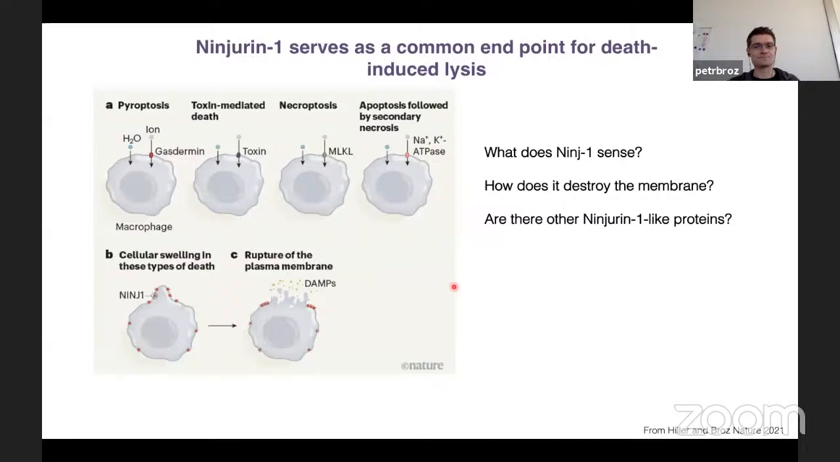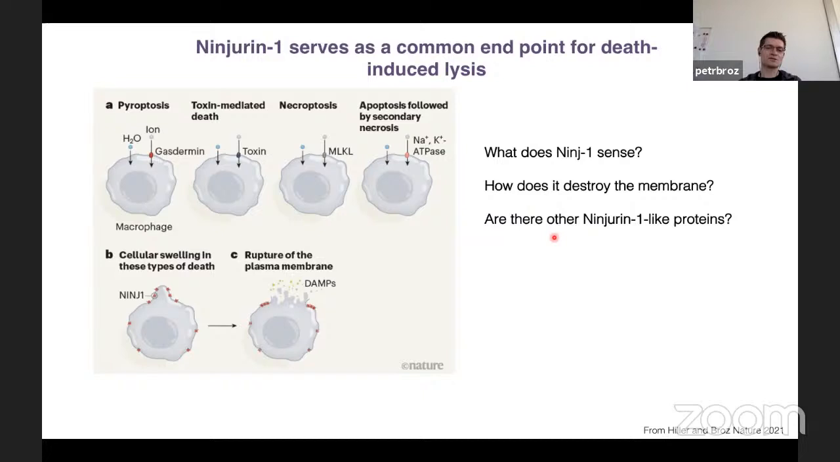So this Ninj1 protein seems to be the last step that happens after you get membrane pore formation during cell death. So initially, here you have different types of cell death, toxin, pyroptosis, necroptosis, apoptosis. You have formation of pores like the gasdermin D pores or the MLKL channels here in the membrane. And this induces some kind of swelling of the cell, which maybe is linked to Ninj1 activation. What happens is that the Ninj1 protein then senses some kind of signals, oligomerizes, and then completely destroys the membrane to release DAMPs. What Ninj1 senses is not clear, or how it destroys the membrane, or whether there are other Ninj1-like proteins is unknown. But it seems to be the very last step that happens to a dying cell.